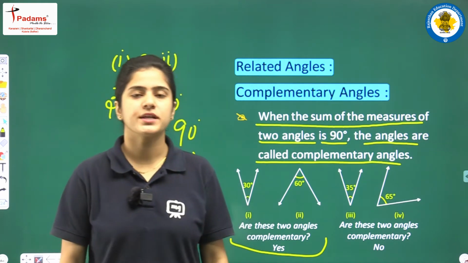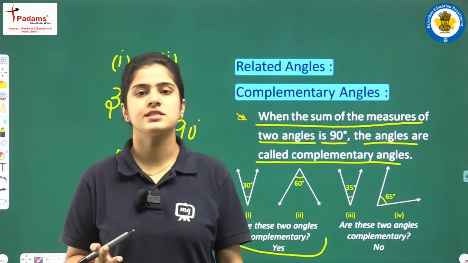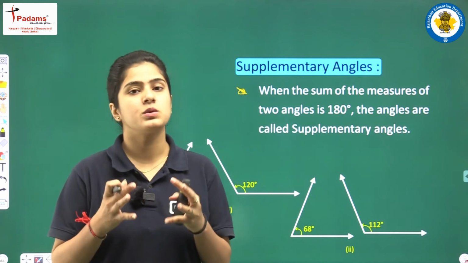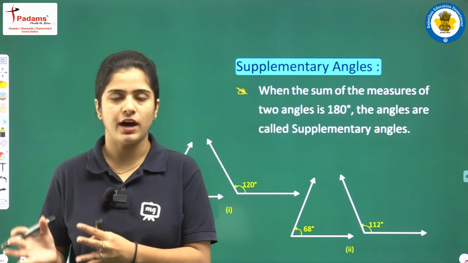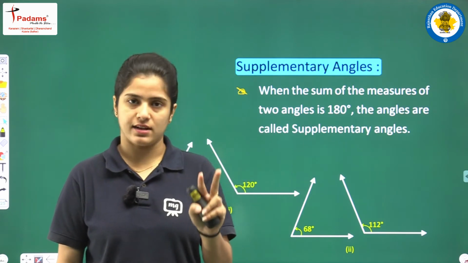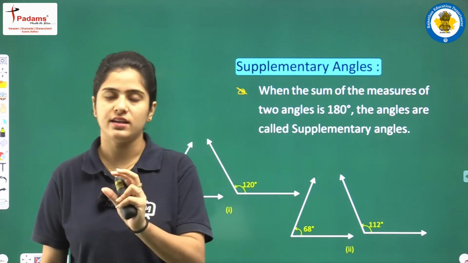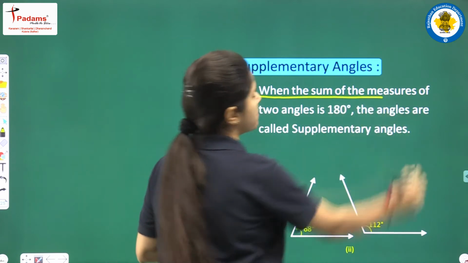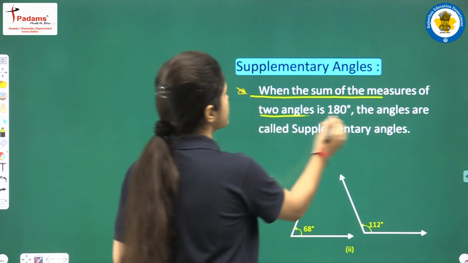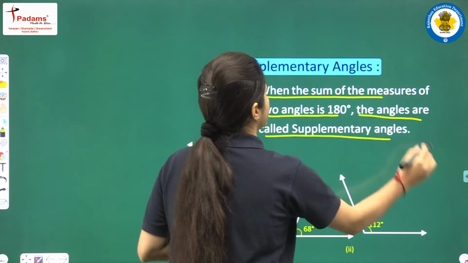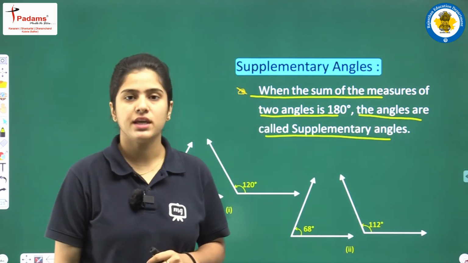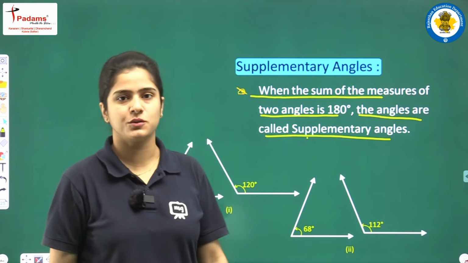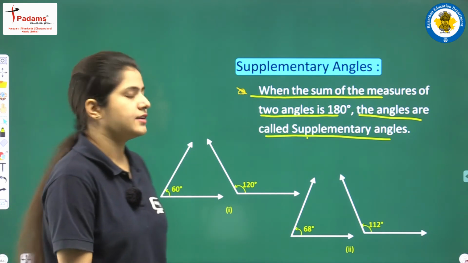Now, students, looking at another type of angle, that is supplementary angles. What are supplementary angles, students? A pair of angles whose sum is equal to 180 degrees is called supplementary angles. When the sum of the measures of two angles is 180 degrees, the angles are called supplementary angles. That means these two angles forming supplementary angles are supplements of each other.